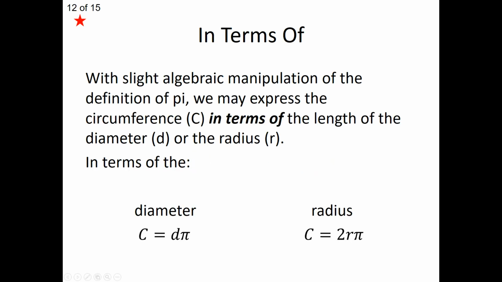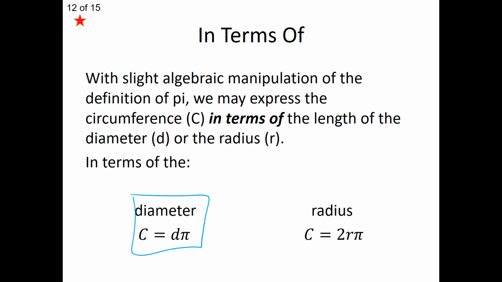Now, with our definition of pi, we're going to do some slight algebraic manipulation. Our definition, remember, of pi is the ratio of the circumference divided by the diameter. So we're going to put the circumference in terms of two different aspects that relate to that circle. The first thing we could do is the obvious. We can put the circumference of the circle in terms of the diameter, meaning that if I want to know the circumference of any given circle, I just simply need to take the length of the diameter and multiply it by pi. That's where we get our first equation here.